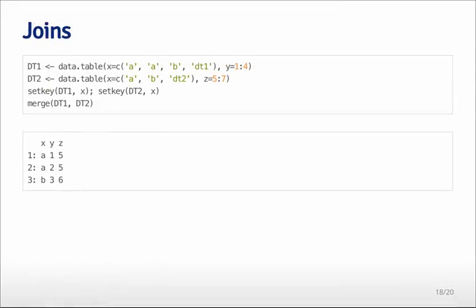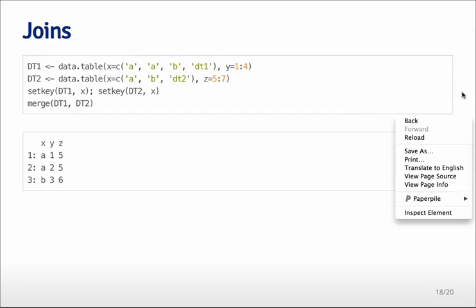You can also use keys to facilitate joins between data tables. So for example, here I've created two data tables where they have a variable x and a variable y, and in this case the second data table has a variable z. I can set the key in both cases to be equal to x, so the same key for both data tables, and then I can merge them together. This is actually quite a bit faster than merging with a data frame, as long as you have the same key for both data tables. It can be very fast.